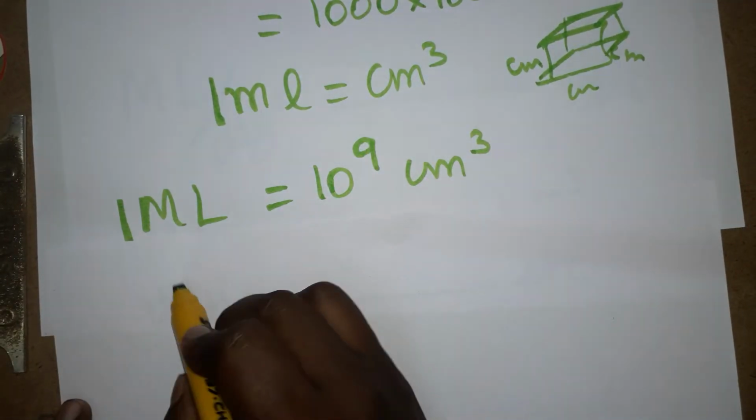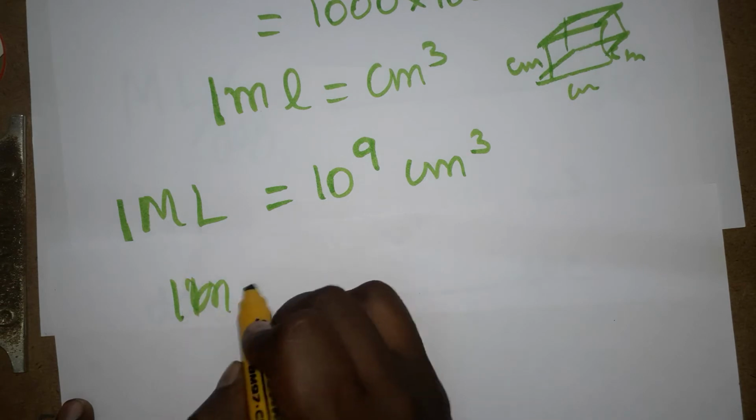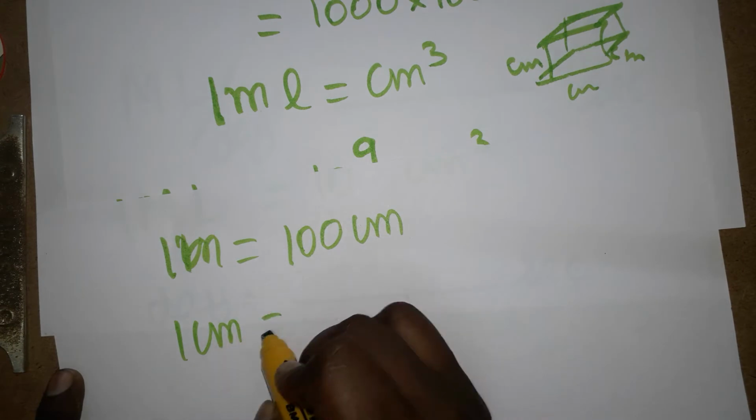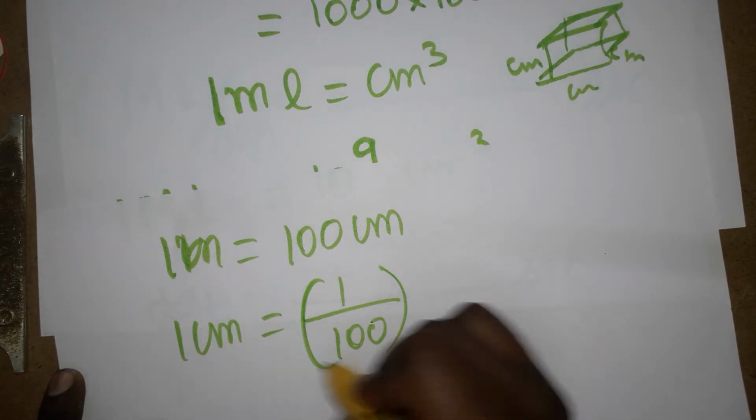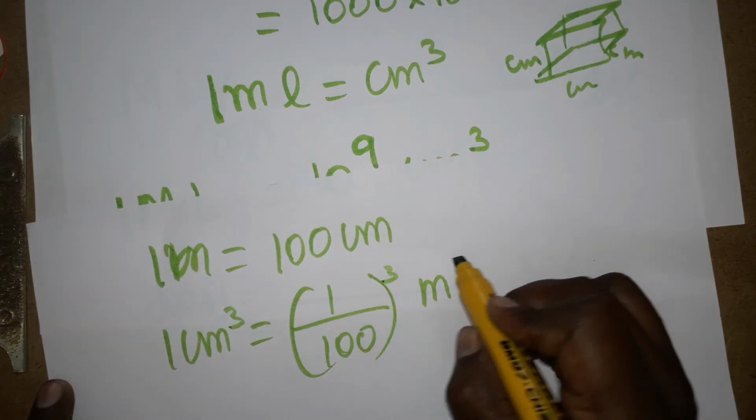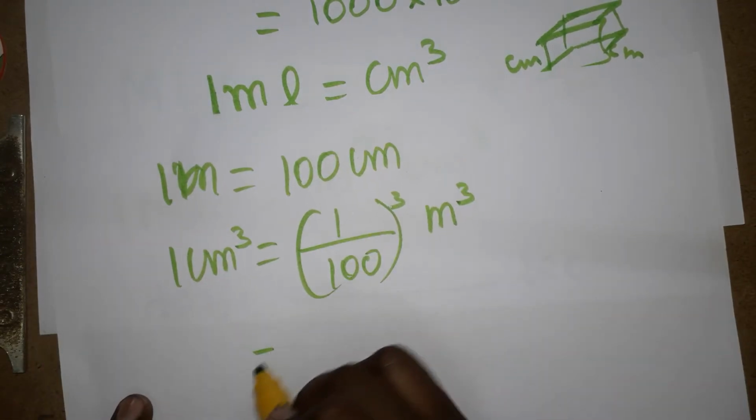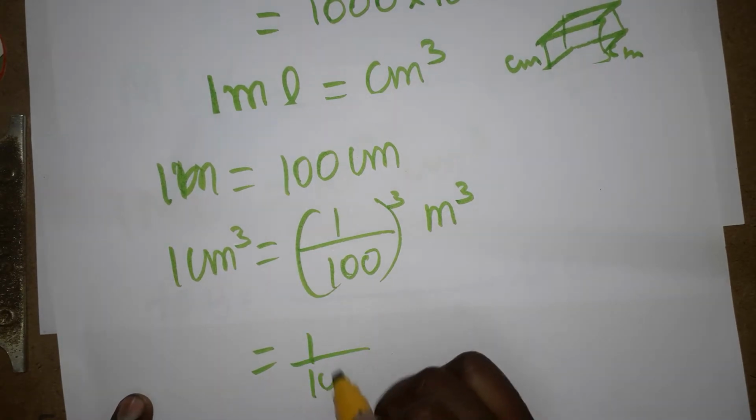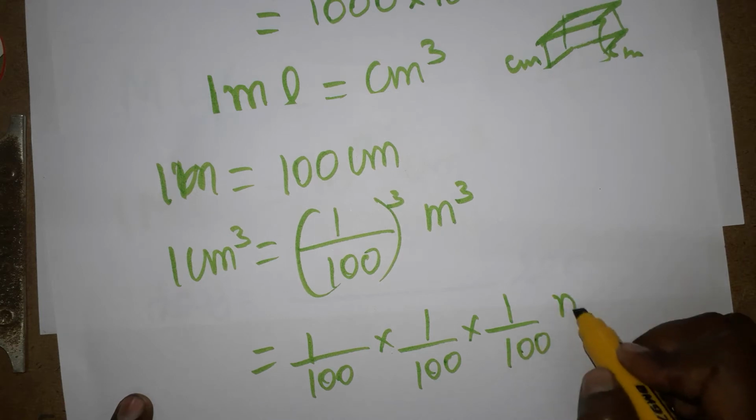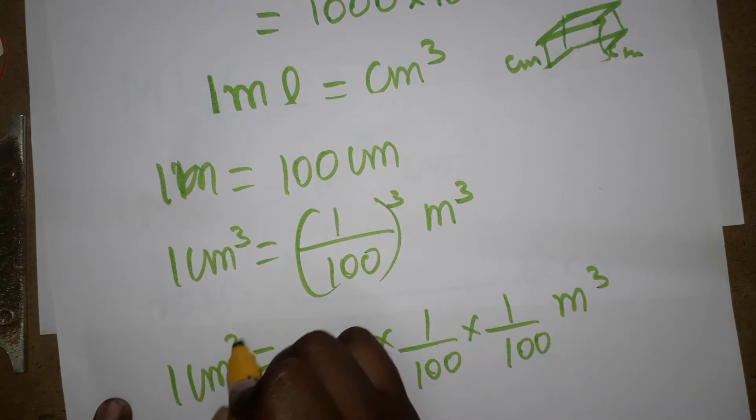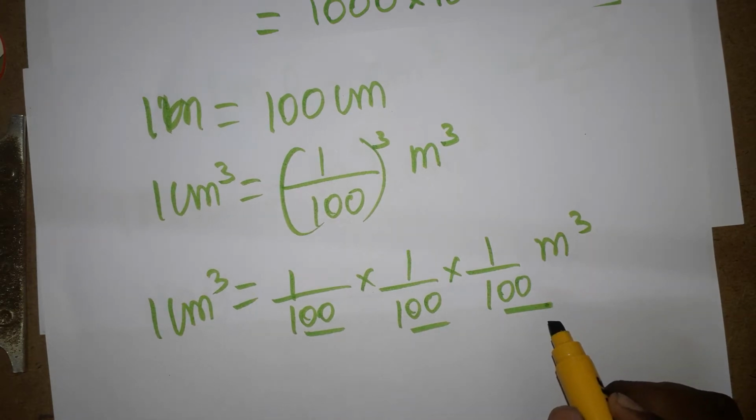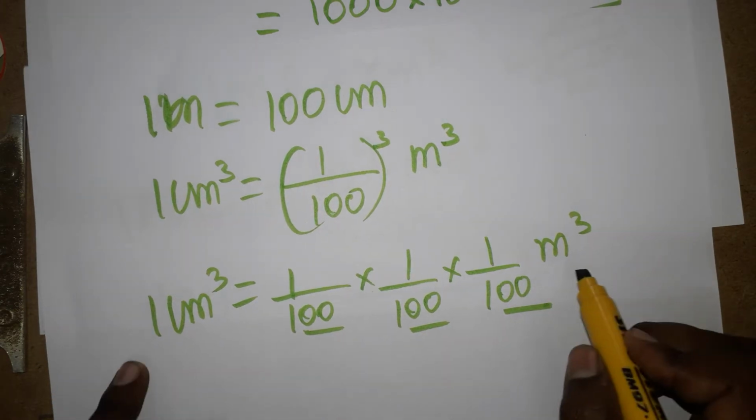Just very simple. 1 meter is 100 centimeter. 1 centimeter is 1 divided by 100 meters. It's very simple. Actually, we have centimeter cube, so we take the cube of the whole equation. So, meter cube means 1 divided by 100 into 1 divided by 100 into 1 divided by 100 meter cube. So, 1 centimeter cube, in the denominator 6 zeros we will get, meter cube.